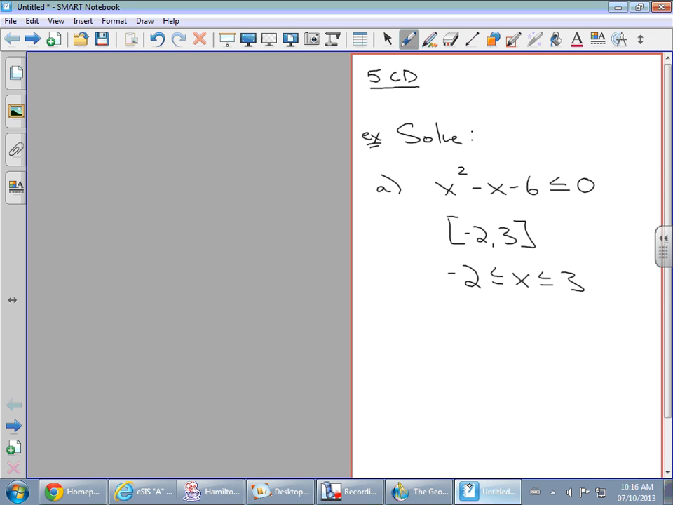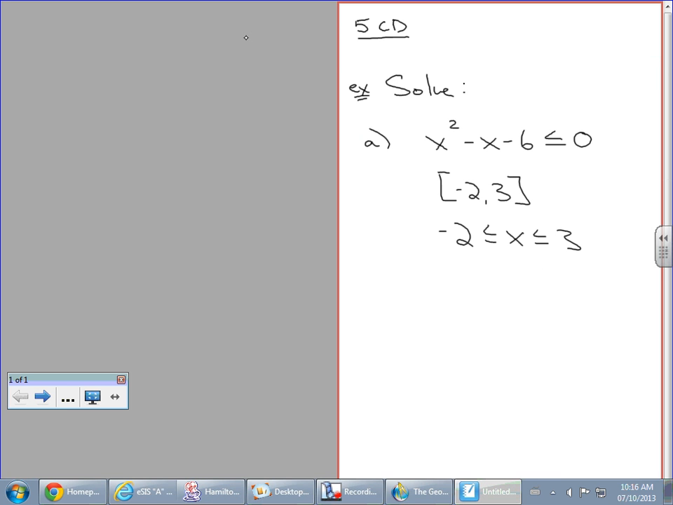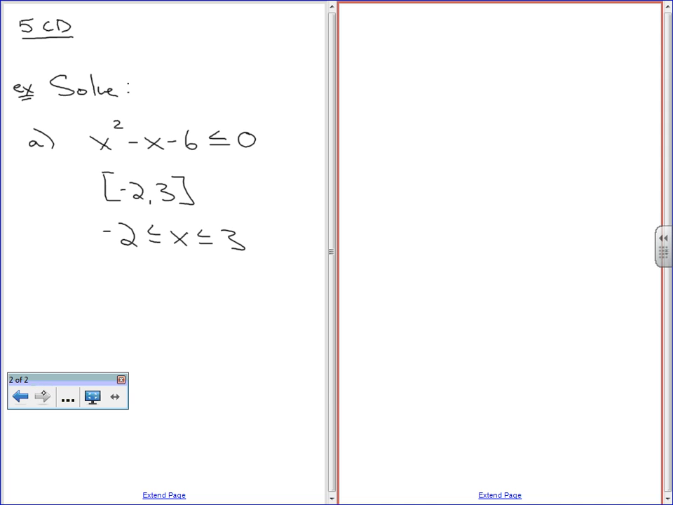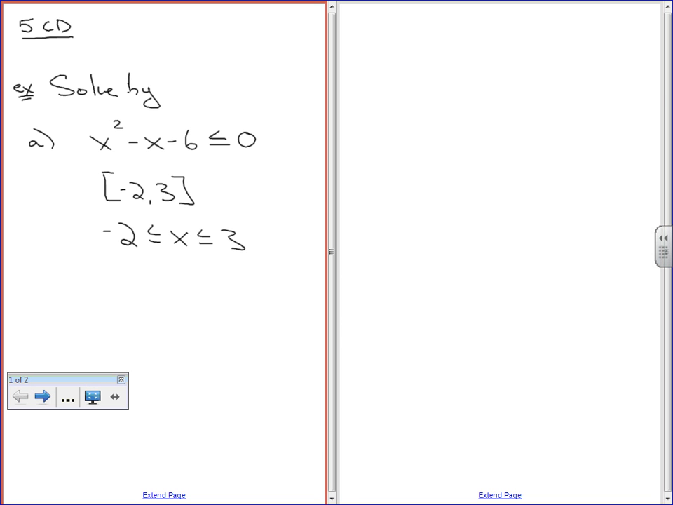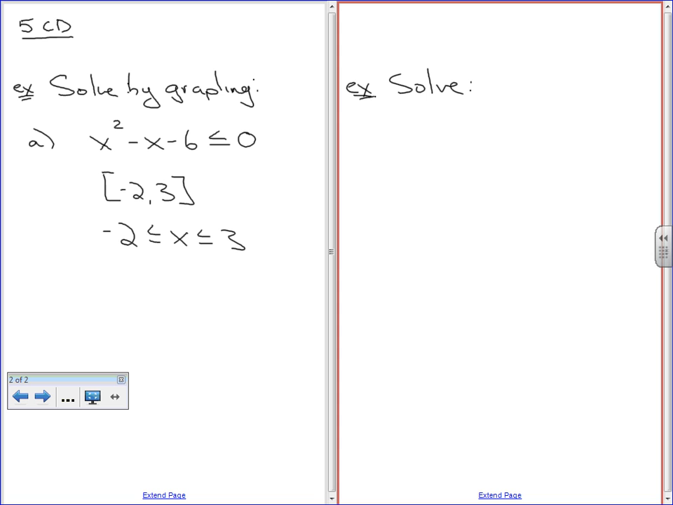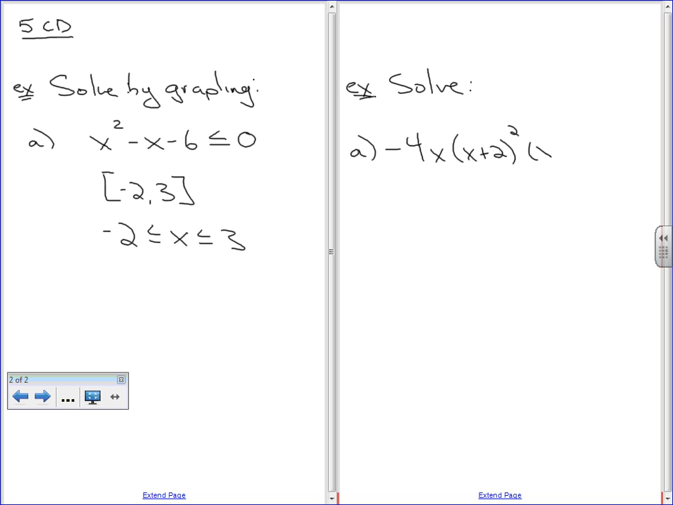Any questions on this? So ultimately, what we want to be able to do is solve, so I should have said here, solve by graphing. We want to be able to solve without graphing it. So I want to be able to solve when a function is greater than 0 or less than 0 or equal to it without having to graph it. So we'll start off with this function here. I want to know when the function -4x(x + 2)^2(x - 3) is less than 0.